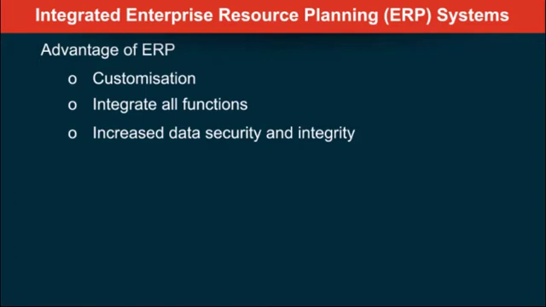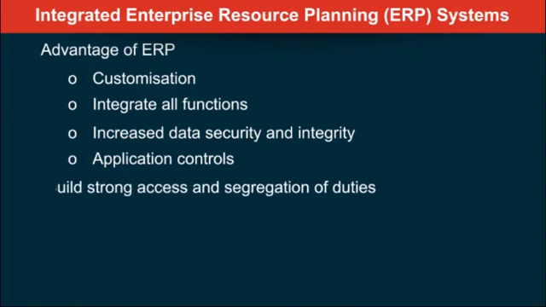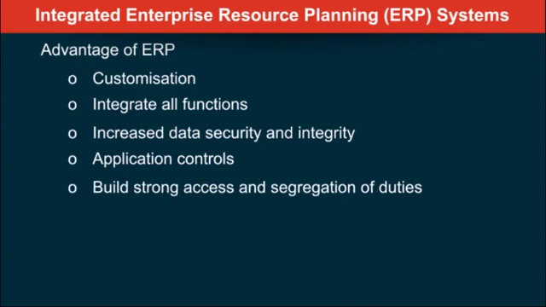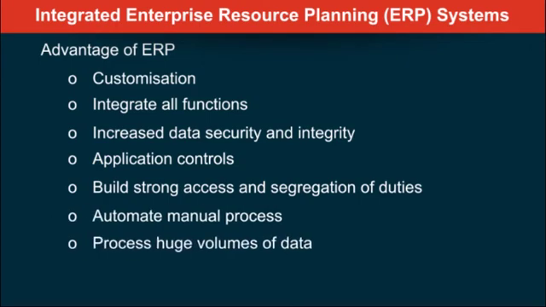Also integrity. Integrity means things will not be different in different places within the organization. The example I gave you of HR and payroll, that will not happen. So whatever data is there is perfect. Application also you can control. You can build strong access control, and you can say, okay, this person can see only this part. So segregation of duties can happen. You can automate manual processes, and you can process huge volumes of data because it's in one place, right? It also helps for building up strong reporting capabilities.